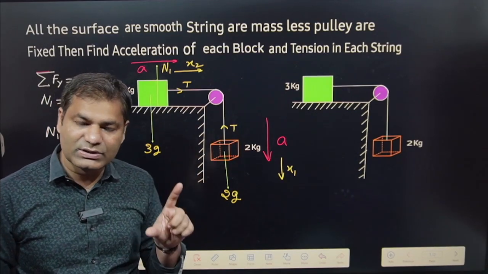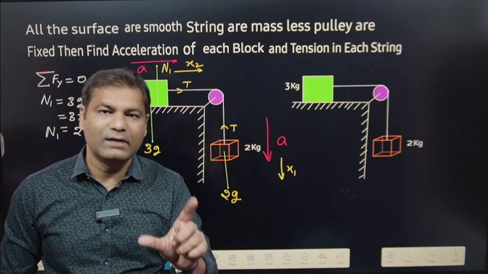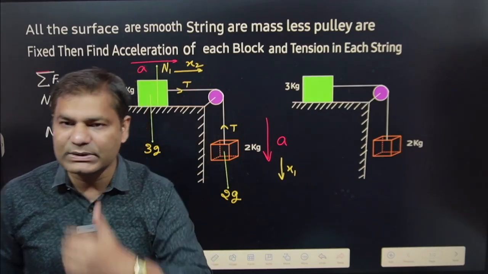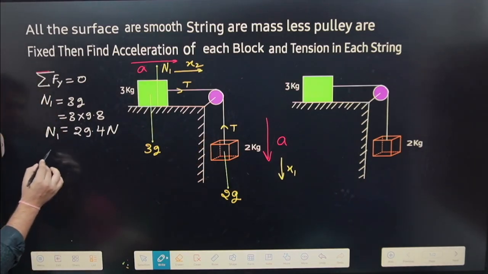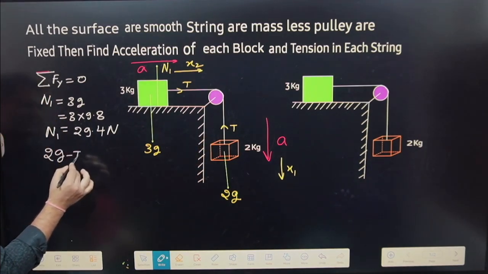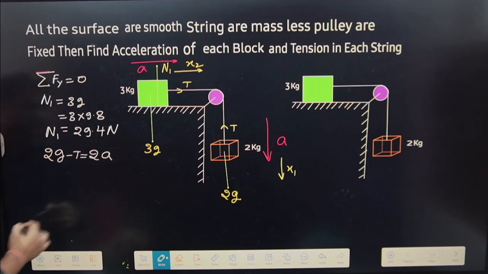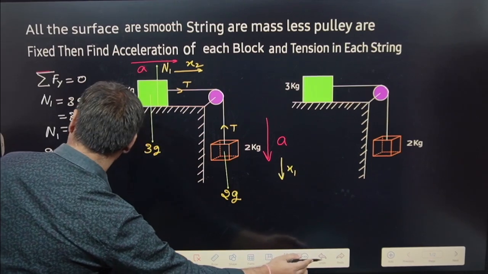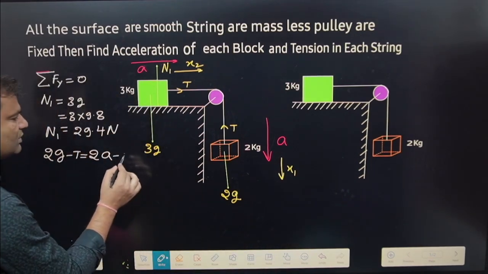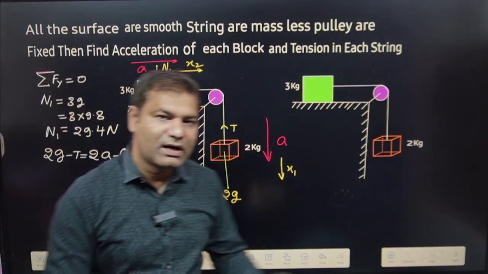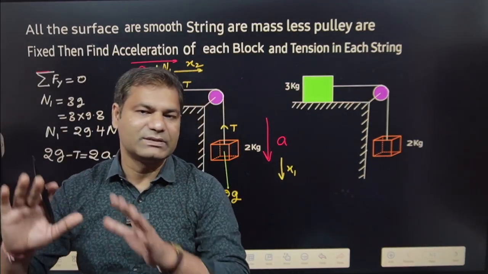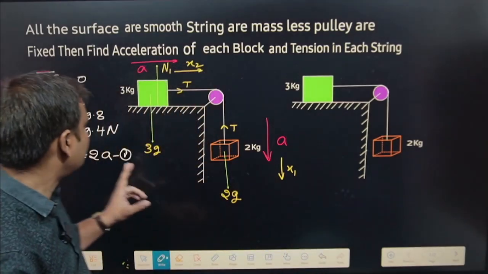So according to Newton's second law, unbalanced force is equal to mass into acceleration. Unbalanced force means 2g minus T. So 2g minus T is equal to 2 into A. The second law says unbalanced force is equal to mass into acceleration. That's why I have written it here.